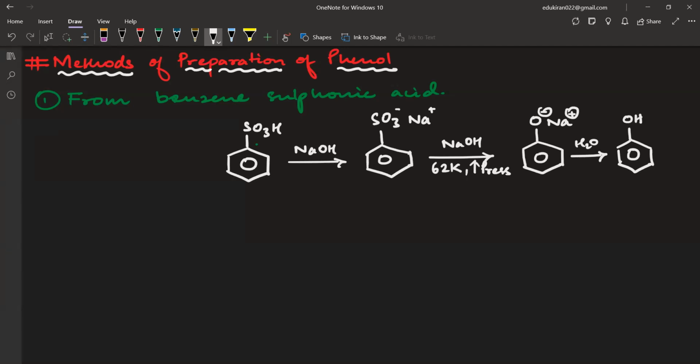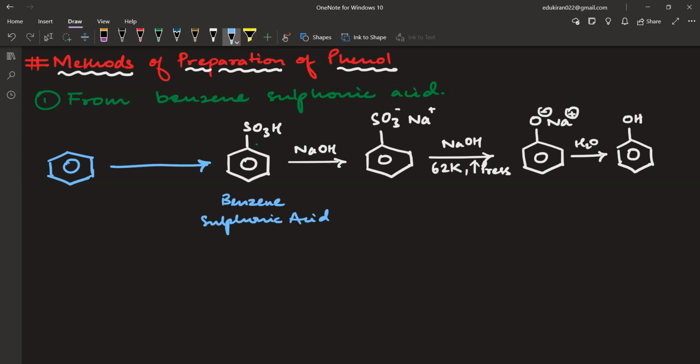Now, there is a question: how can you prepare this benzene sulfonic acid? Okay, let me write it here. This is your benzene sulfonic acid. You can prepare benzene sulfonic acid by sulfonation of benzene. Benzene ring, if you remember from haloalkane and haloarene, if I add here concentrated H2SO4, then I'm going to get this benzene sulfonic acid. Okay, this is sulfonation reaction, sulfonation of benzene.